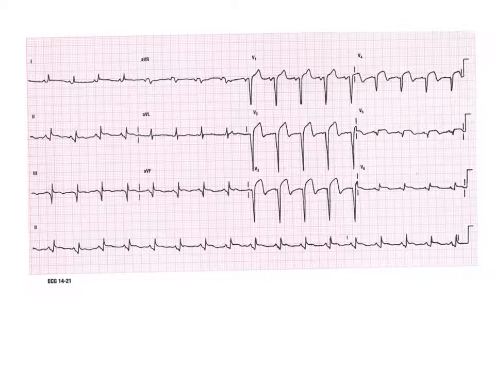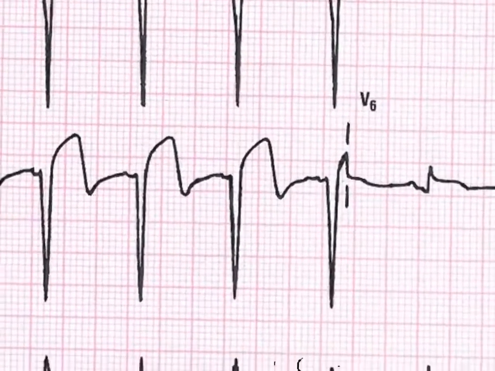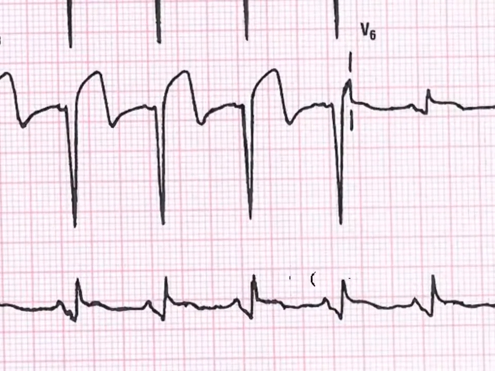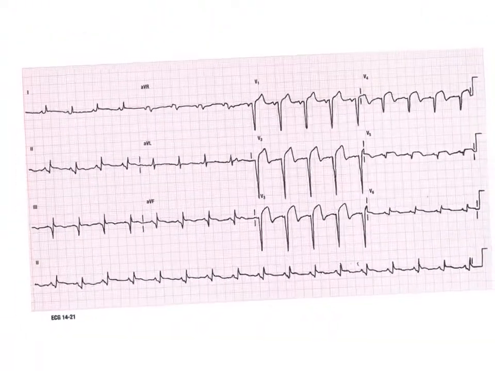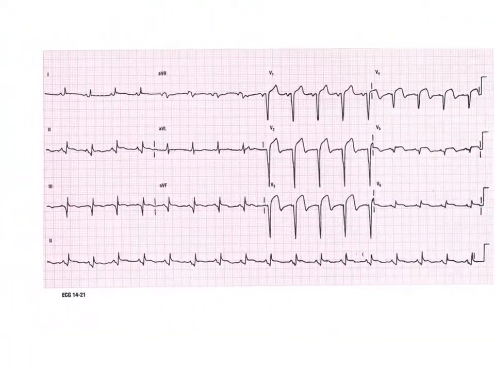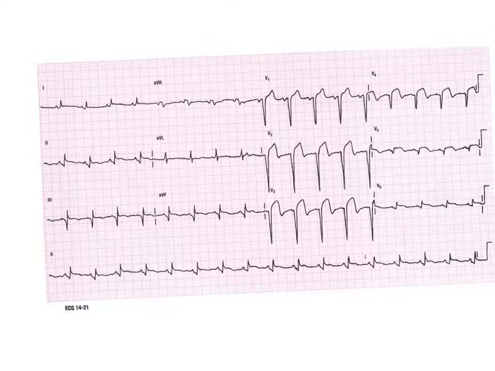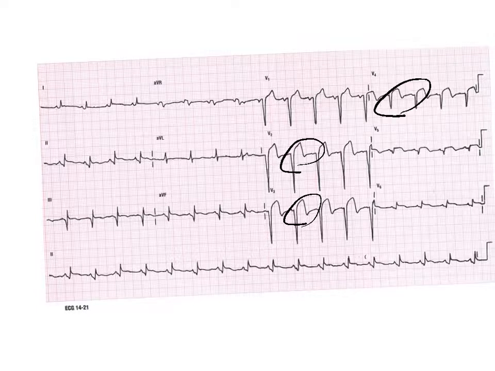Looking for a wide QT. Again, I'm going to blow it up here, and I'm going to say no, we don't have a wide QT. Now I'm doing axis. It's upright in 1, upright in AVF, no axis issues. QRS is not wide, so there's no bundle branch issues. And now I'm looking for ST elevation, and I find it very definitely. A little bit in V1, some in V2, V3, V4. And so what I've got there is ST elevation consistent with ischemia in the septal and anterior leads, and that's it.